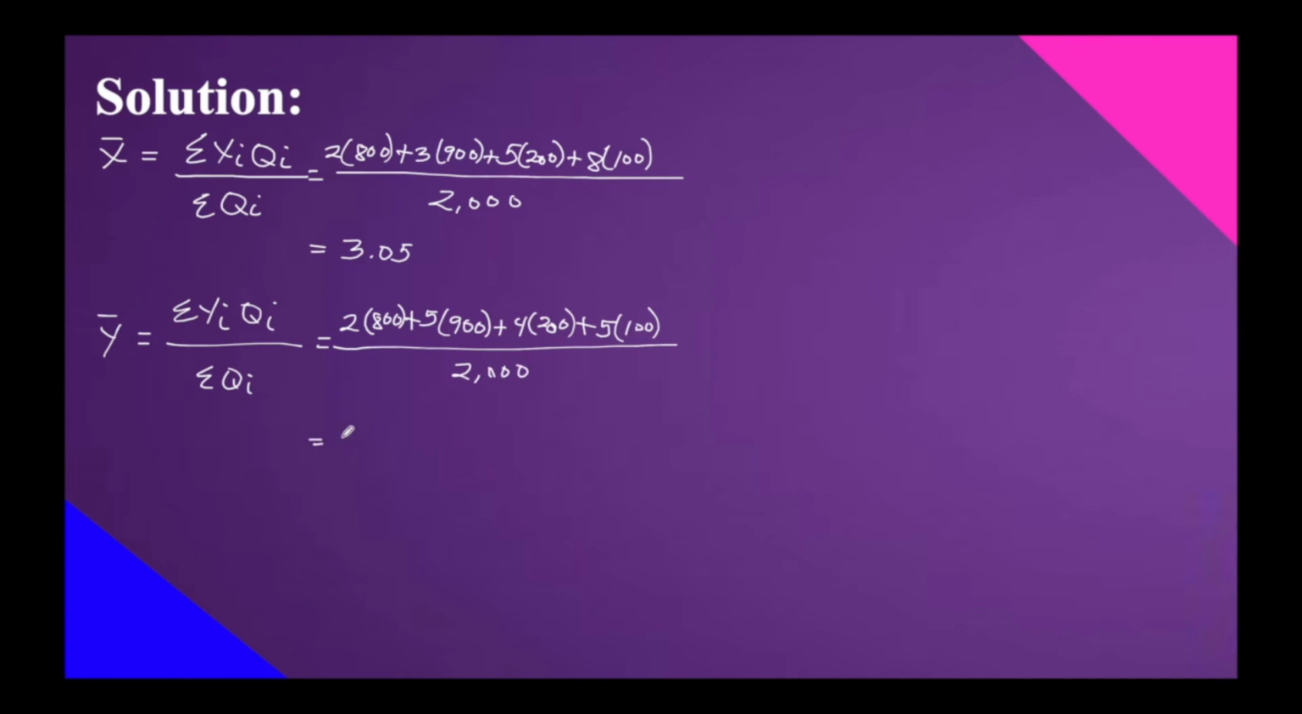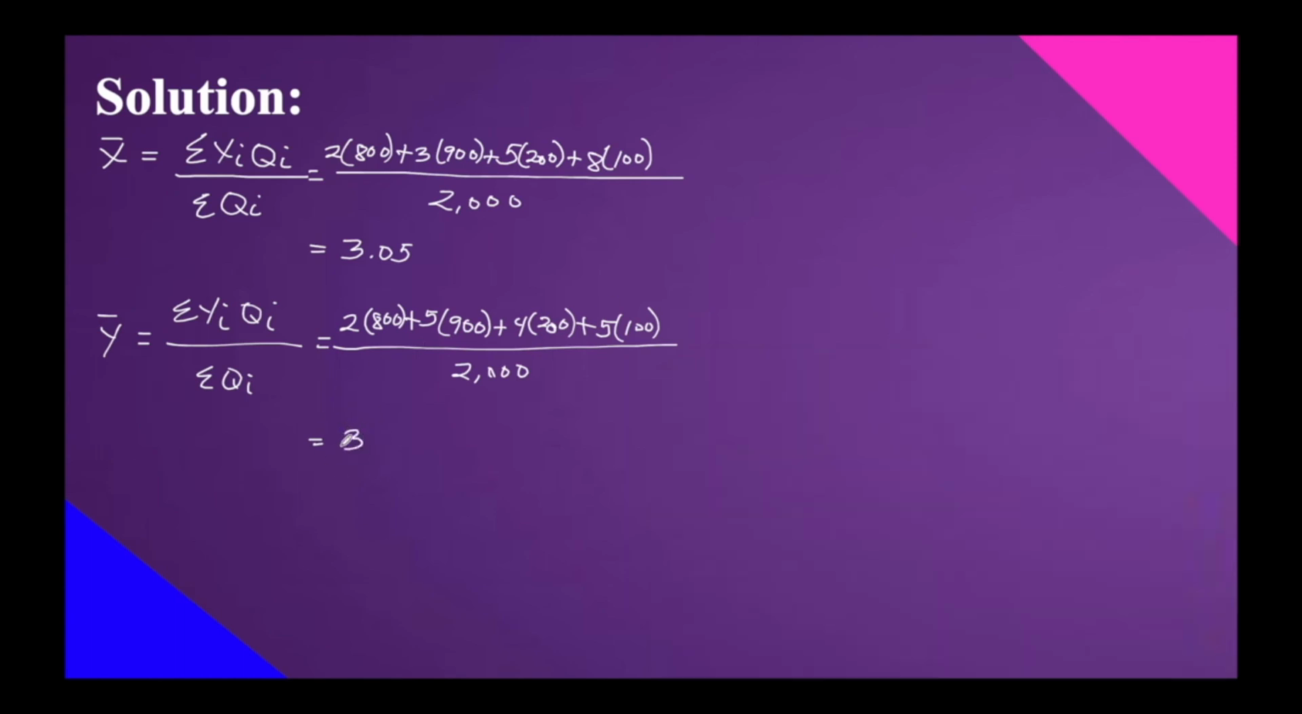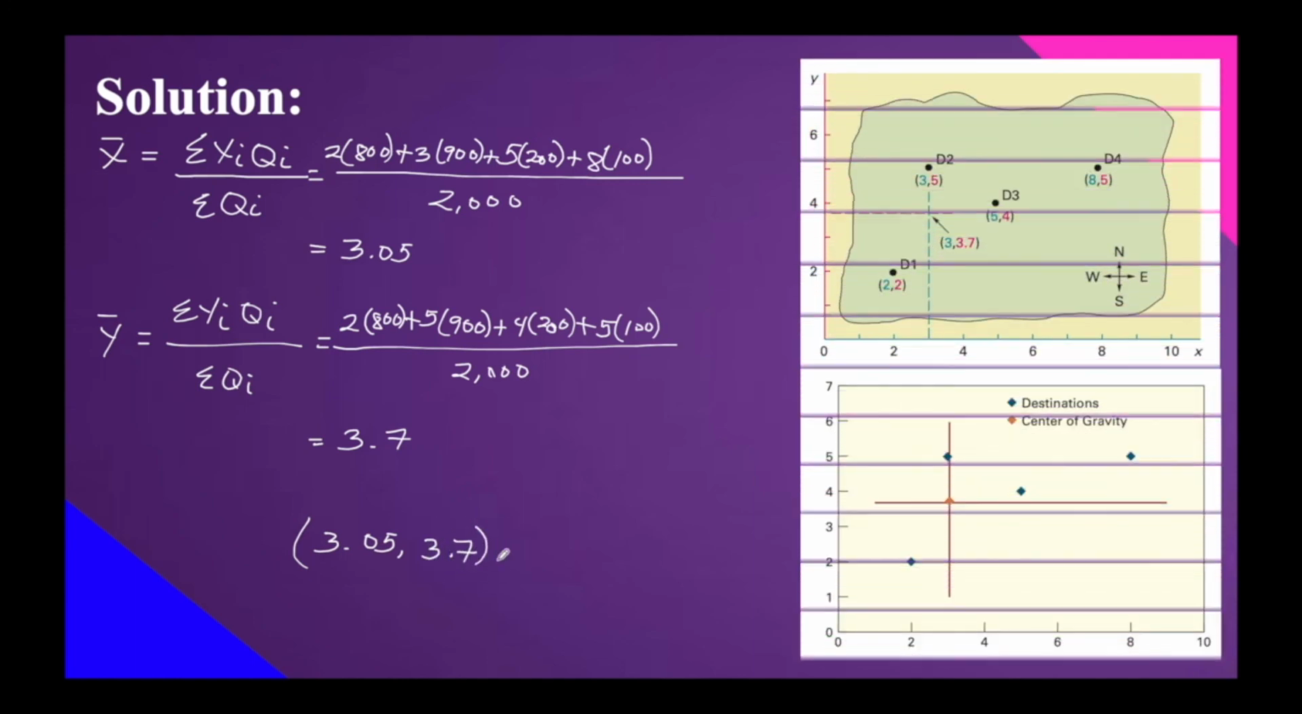And this is equivalent to, let's have our computation again. Okay, gawin natin siyang 4. And this will be 5. And answer is 3.7. Okay, so 3.7. Therefore, our center of gravity will be 3.05 and 3.7.